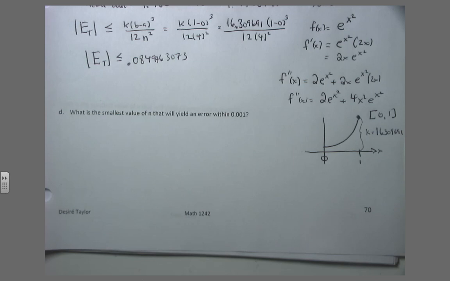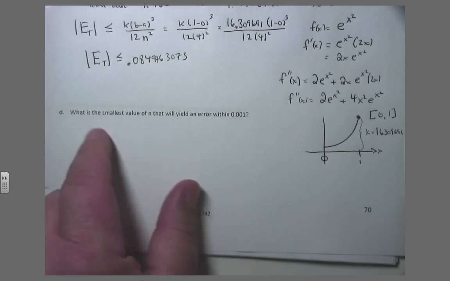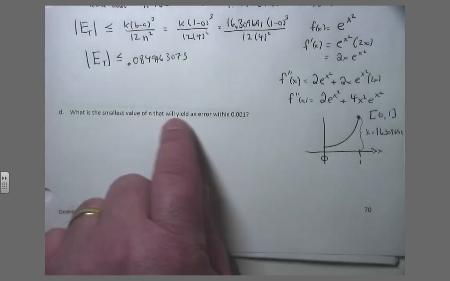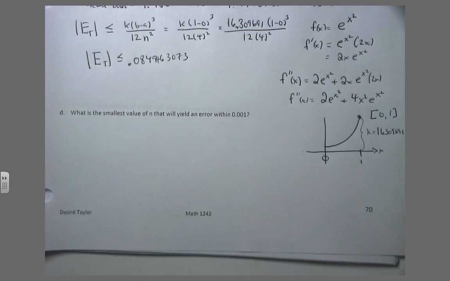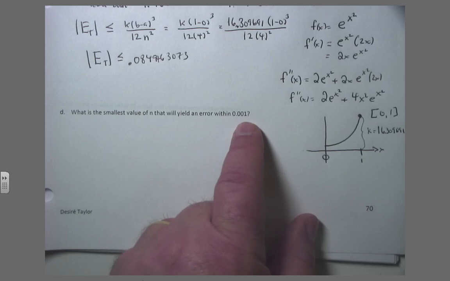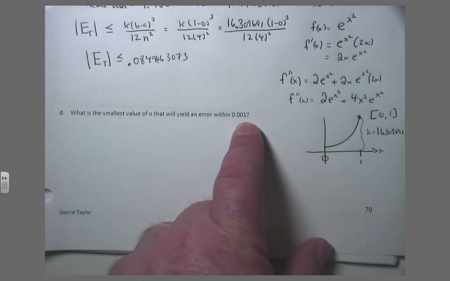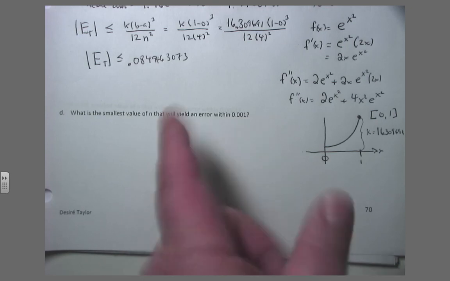So, look at this next question. What is the smallest value of n that will yield an error within 0.001? That's the question. Let me put it to you in reality: how many partitions do I need to take the trapezoidal rule out to, so I can get my tolerance within 0.001? So I can get my calculations correct, go build what I need to build, and the darn thing will fit. Does that make sense? So, how many partitions do you need?